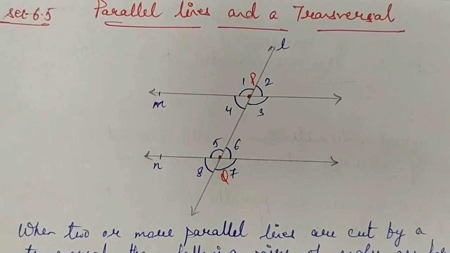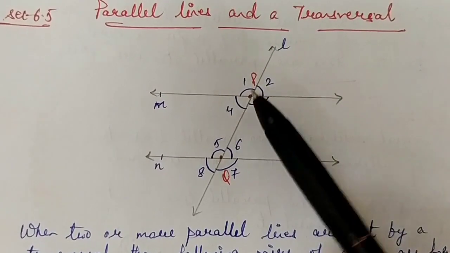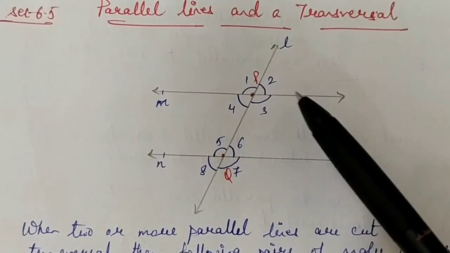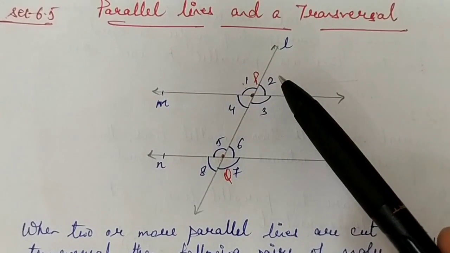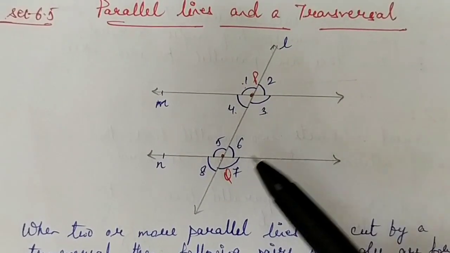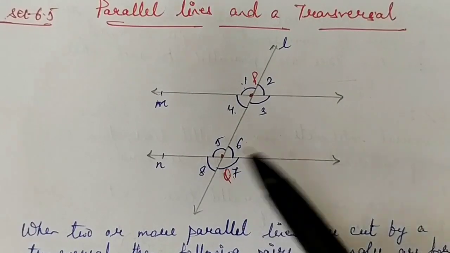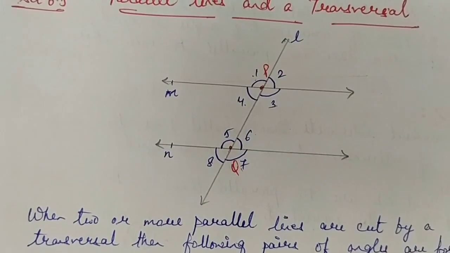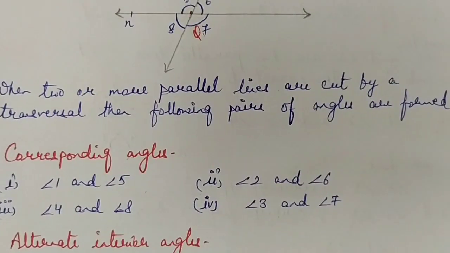तो उन्होंने क्या फॉर्म किए एंगल? I have named them: at point P, 4 angles will be formed. Angle 1, angle 2, angle 3, angle 4, likewise angle 5, 6, 7, 8. So when two or more parallel lines are cut by a transversal, then the following pairs of angles are formed.